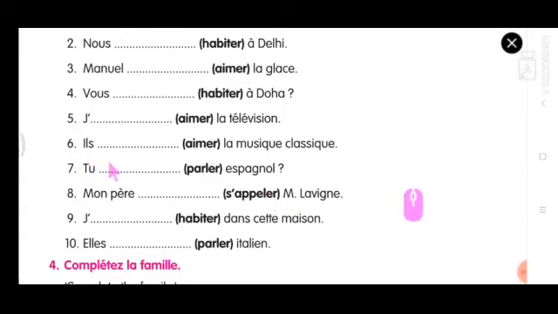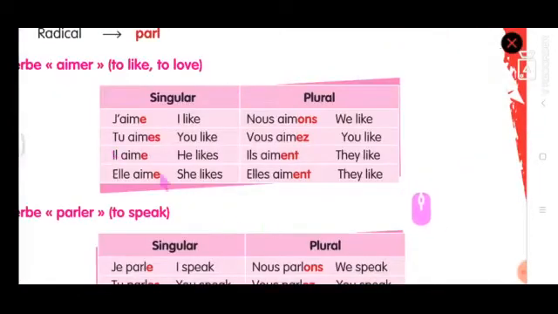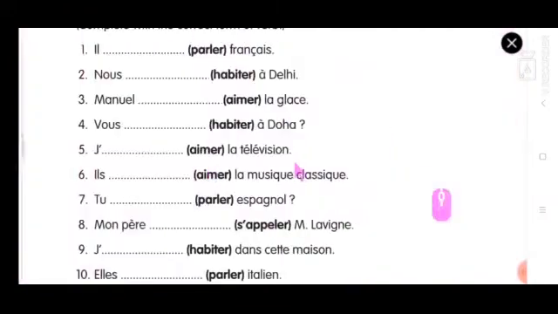Next is ils, third person plural. Ils aiment la musique classique. So aimer verb, go and refer ils. Aimer verb is here. Ils, here is the answer. A-I-M-E-N-T. So just copy it.